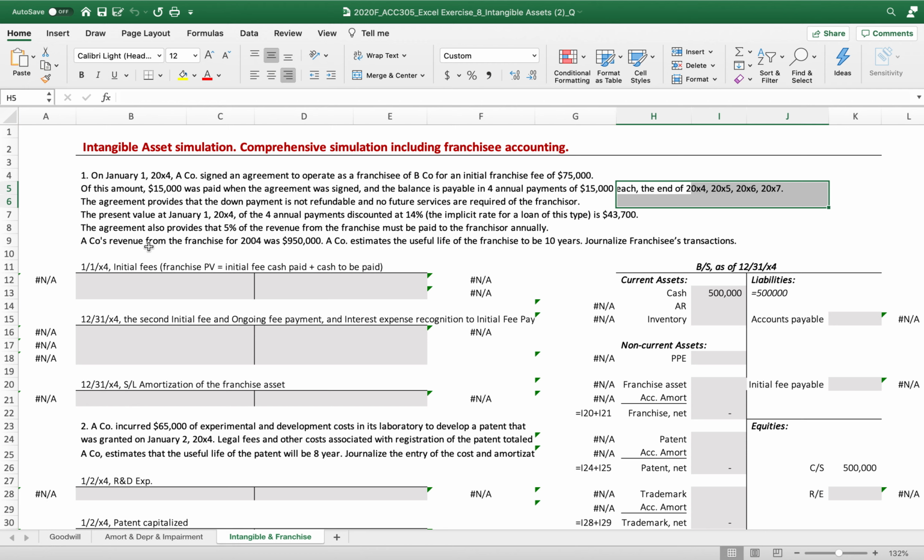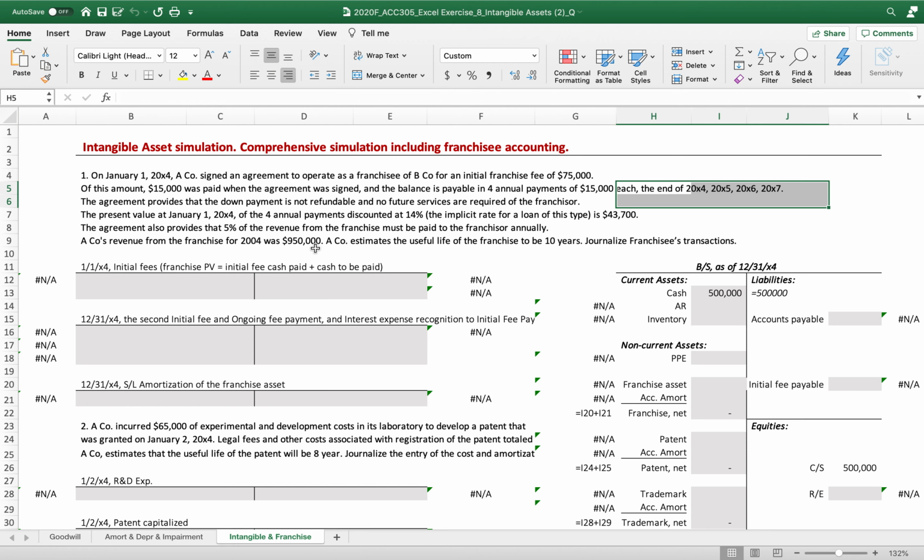The agreement also provides that 5% of the revenue from the franchise must be paid to the franchisor annually. That is the ongoing fee. A Corporation's revenue from the franchise for 2004 was $950,000. Out of this revenue, 5% should be paid as the ongoing fee to B Corporation, the franchisor. And A Corporation estimated the useful life of the franchise to be 10 years.